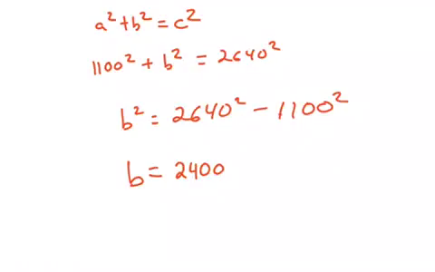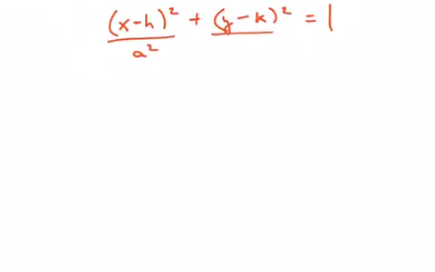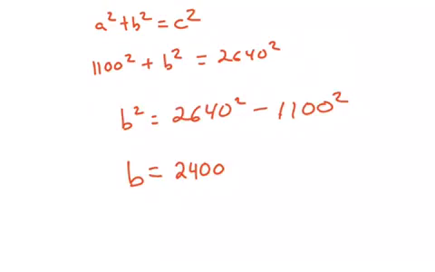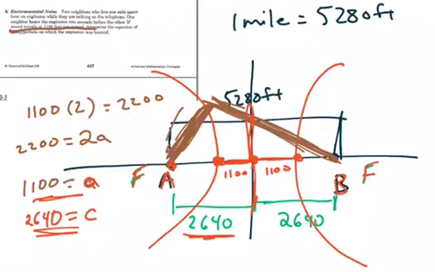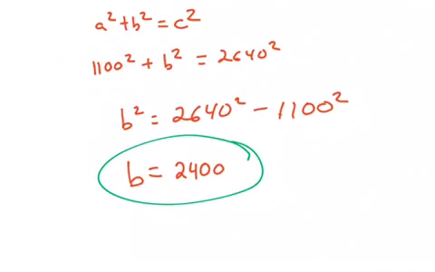Well, let's just do this on another page here. Remember, I drew my hyperbola as a horizontal one, and the only reason I drew it as horizontal was because that's the way I thought of it. You could have drawn it as a vertical, it didn't matter. But as a horizontal, the formula is as such. So now all I have to do is go back here. I know my b value is 2400. I know my a value is 1100.